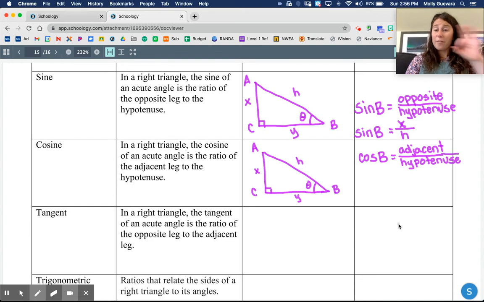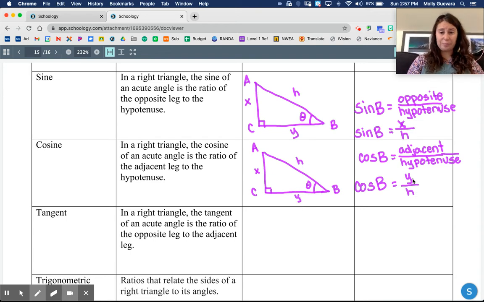Okay, so I only have 3 sides, right? From B, X is opposite. It's across from it. H is the hypotenuse. The adjacent side is the leg that touches the angle that you're looking for. So here, cosine of B, X is not adjacent because it's opposite, right? It's across from B. So my adjacent side is Y, and then it's over the hypotenuse, which in this case is H. So if I knew what Y was and I knew what H was, I could plug that in.